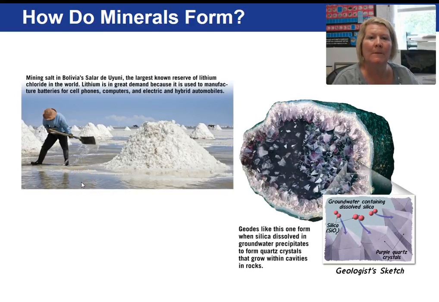In particular, this is lithium chloride. And this deposit formed from the evaporation of water, so it became supersaturated. The lithium and the chlorine ions became supersaturated when the water started to evaporate, and as a result, it crystallized out. In this picture, we're looking at a geode, and geodes form when groundwater travels through the rock and precipitates out various minerals. In this case, it's beautiful purple quartz we call amethyst.